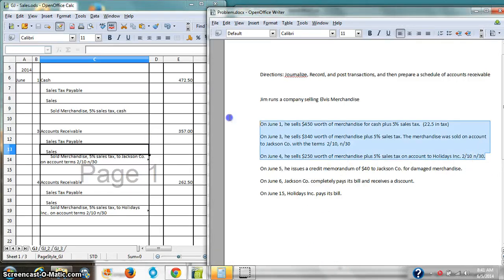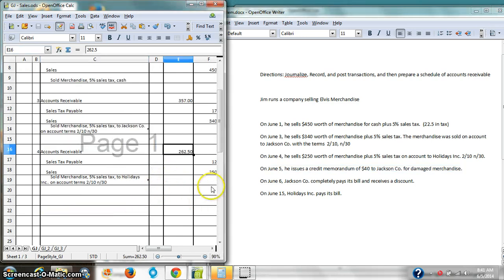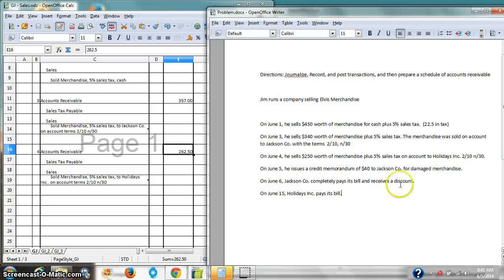Alright, so in the previous video I've done the first 3 transactions and we've got 3 more to go. The first one, June 5, Jim of Elvis Merchandise issues a credit memorandum of $40 to Jackson Company for damaged merchandise. Something was wrong with the merchandise sold to Jackson Company, so Jim's going to issue him a credit memorandum.